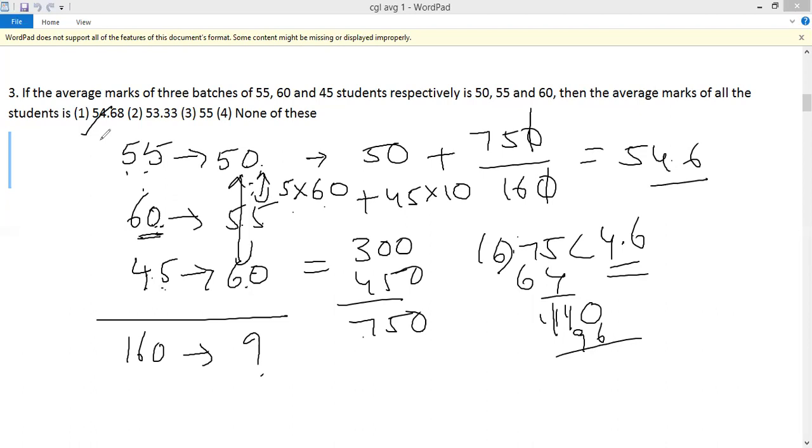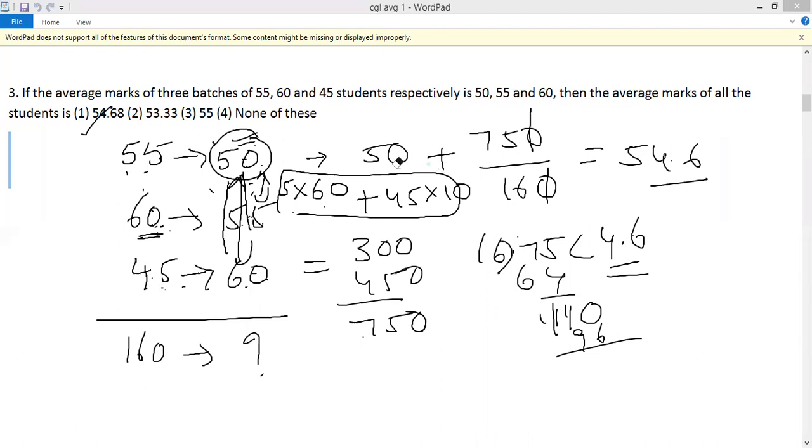First, I have assumed 50 is the average. Next, I am finding the distance between this number and the remaining numbers. What is it? 5 into 60. Next, 10 into 45. Total I added. This 750 must be shared by all these numbers, that excess quantity. So like this I have calculated.